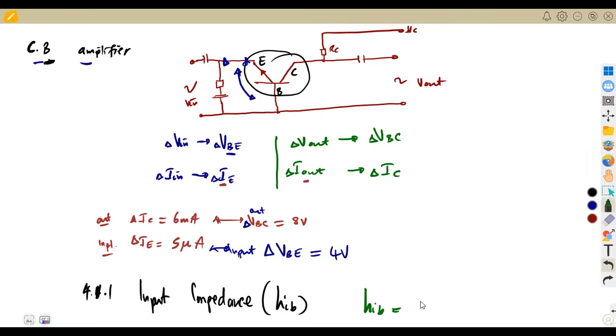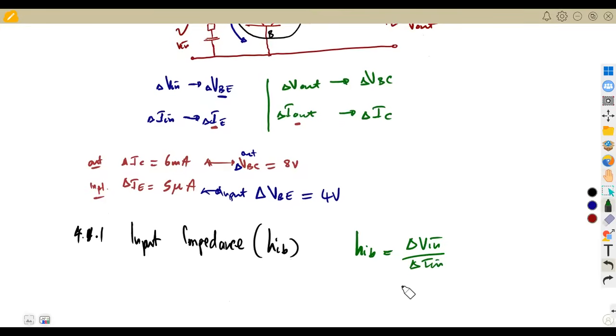The input impedance is not going to change. It is always the change in voltage at the input over the change in current, voltage over current, but at the input, because we're talking about input impedance. That change in voltage at the input, V in, is the VBE. So we are simply talking about the change in VBE over the change in input current, which is the change in IE. So you can just substitute our values. VBE is 4 volts over the change in IE. The change in IE is 5 microamps, so that's 5 times 10 to the exponent of -6.